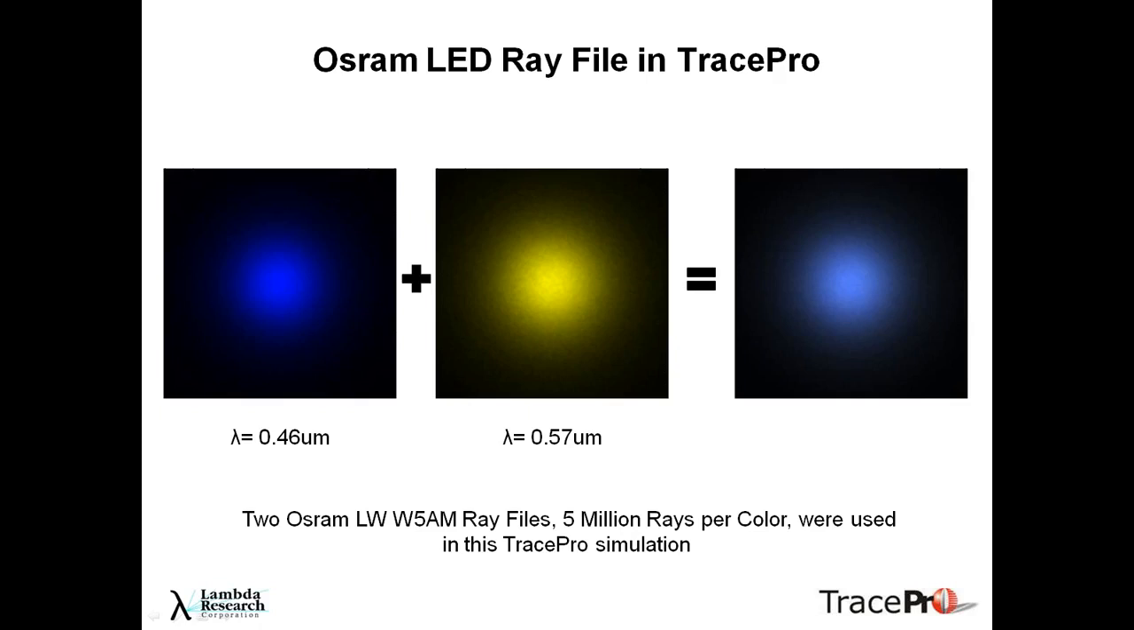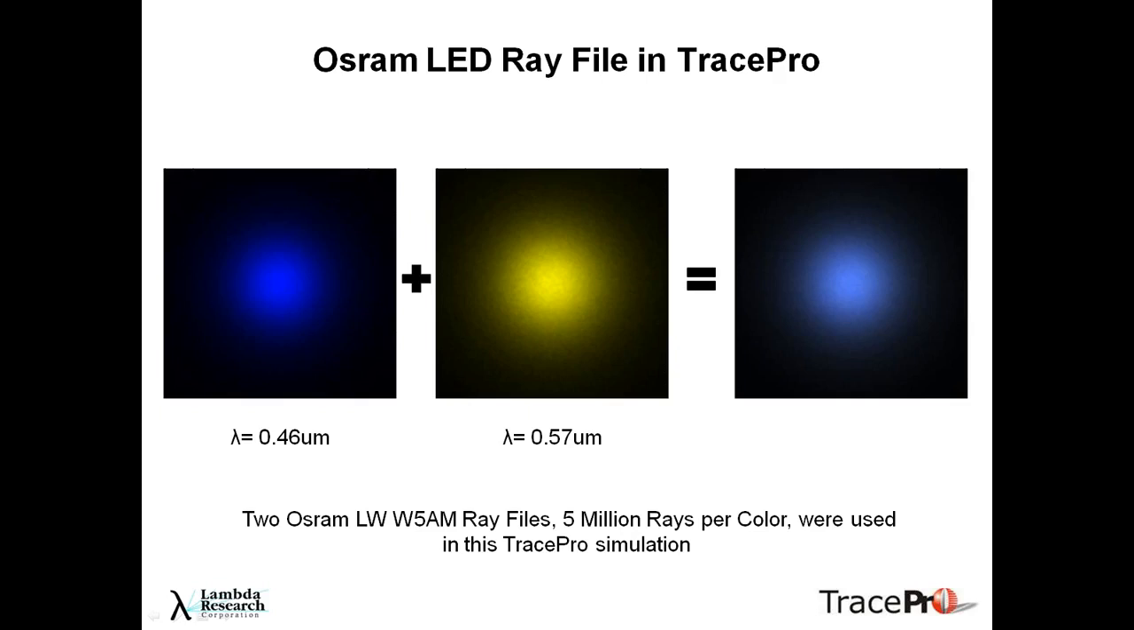So here's an example. What I did in this case, for this LED, an Osram LW W5AM, it's a white LED, Osram makes available two ray files, a blue and a yellow. They happen to be at 0.46, 0.47 and 0.57 microns. I set this model up. I inserted the ray files. I put a surface just past the source and ray traced them and recorded the results.